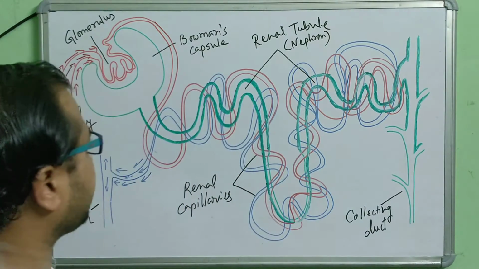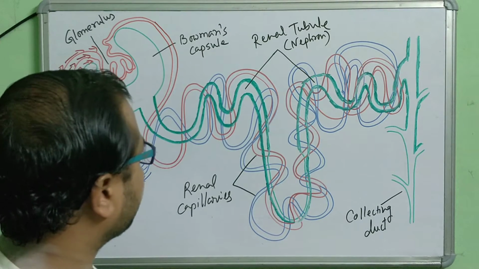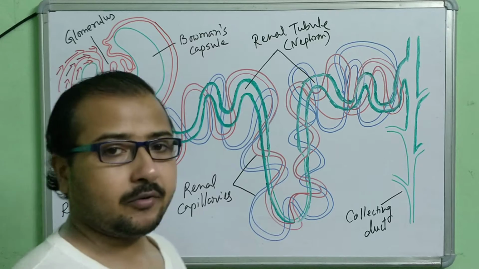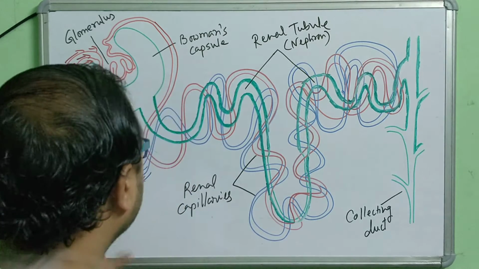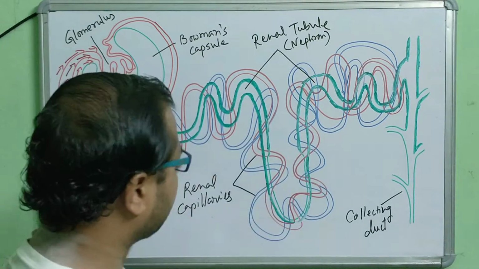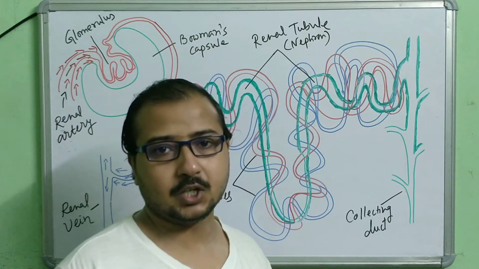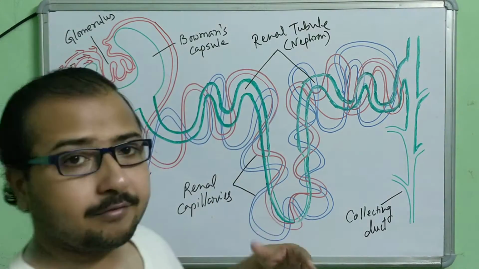Now look at this diagram. I hope you can understand. This is a nephron I have drawn, which is present in the renal pyramids inside the kidney. These nephrons are the basic functional and structural unit of the kidney, where actually the blood gets filtered.